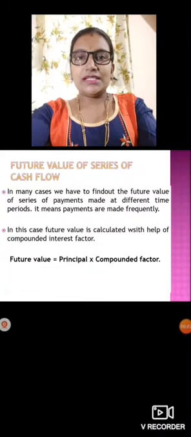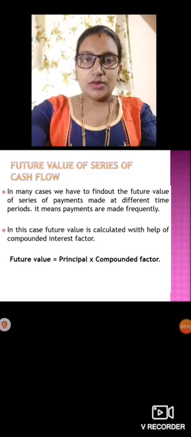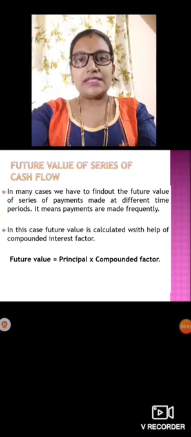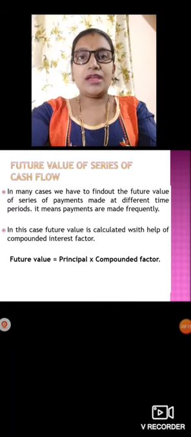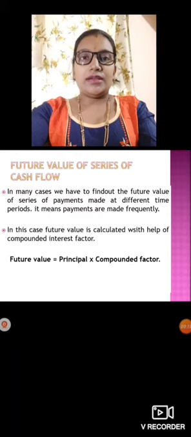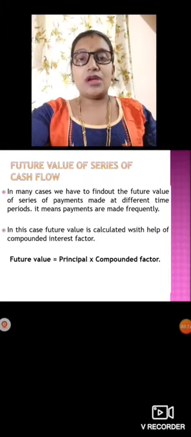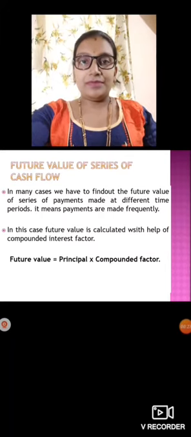Hello students, previously we have seen single value, how to calculate the future value of a single cash flow. Annually we have considered, semi-annually as well as quarterly. In all the three factors we have considered. Now we will see the second method of it, future value of series of cash flow. How to find the future value if you have a series of cash flow.